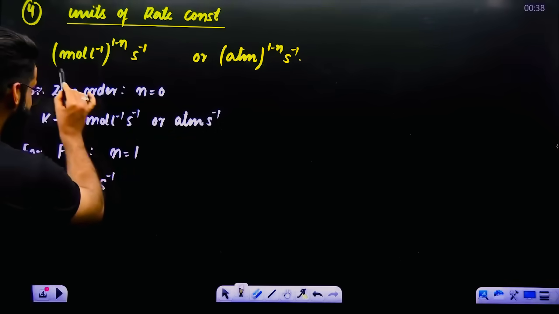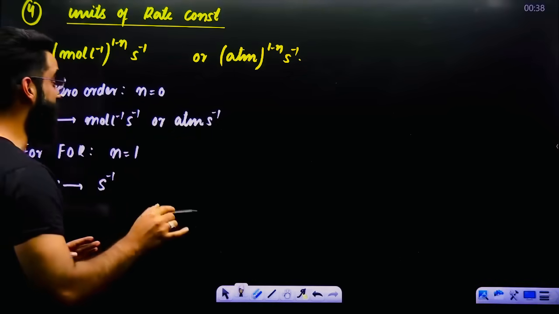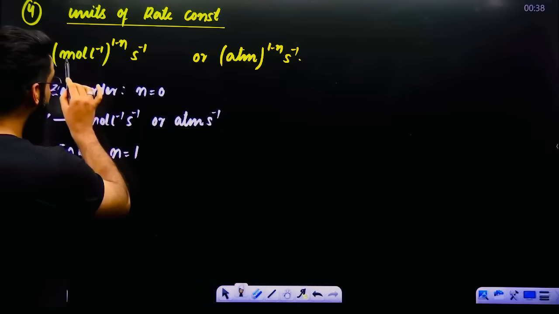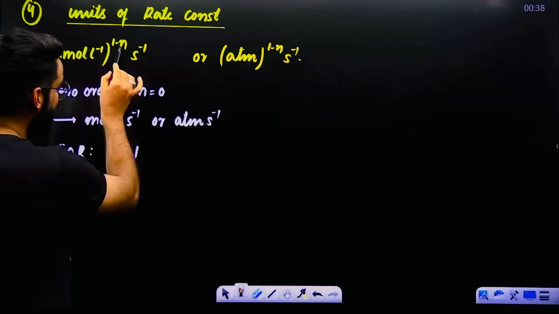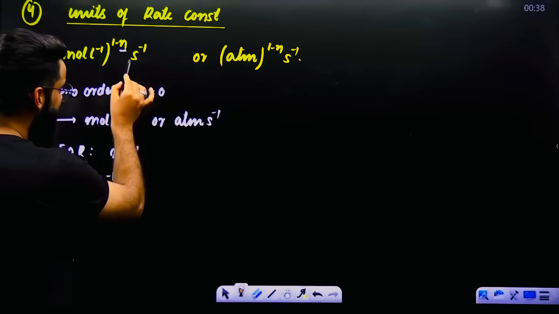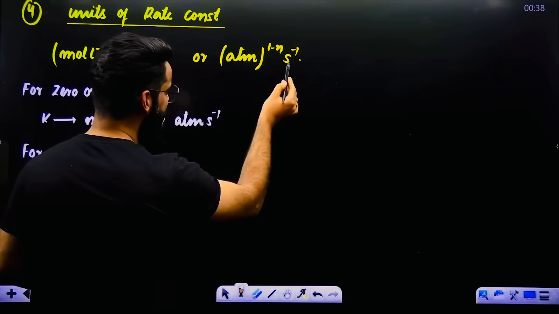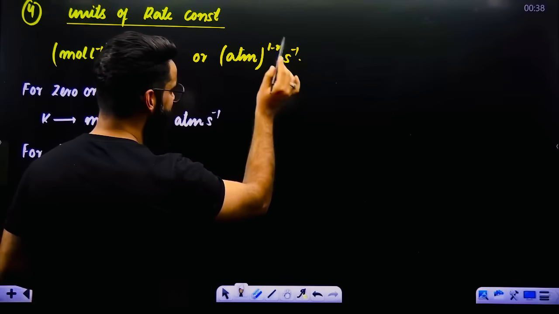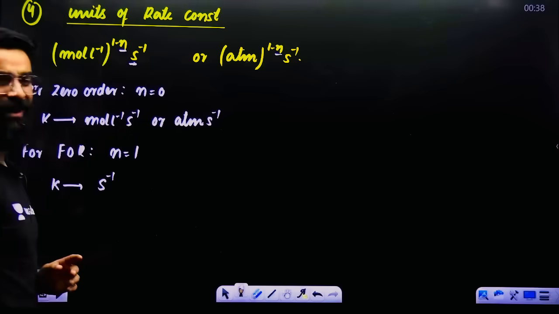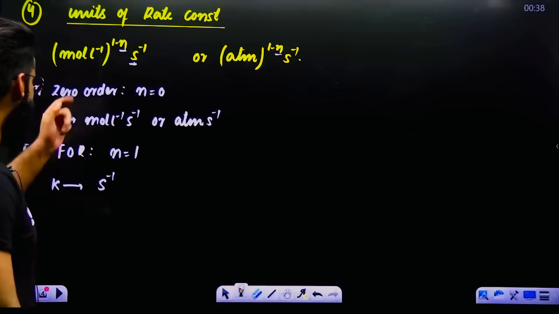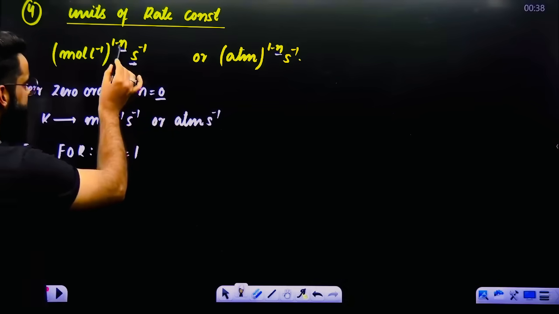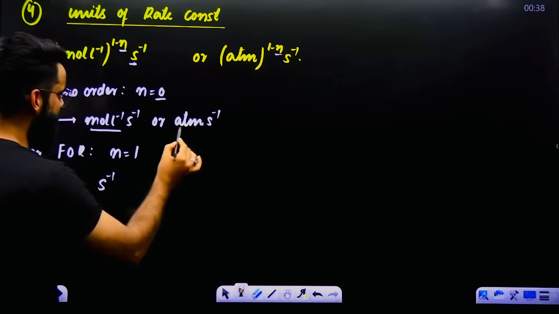My dear students, in general, remember rate constant unit is going to be mole per liter raised to 1 minus N, where N is the order of the reaction, and second inverse, if time is in seconds. Or if pressure is in ATM, time is in seconds, then it's ATM raised to 1 minus N second inverse, and N here again represents your order. For example, you have got the zero order reaction whose N is 0. If N is 0, rate constant is going to be this or this.